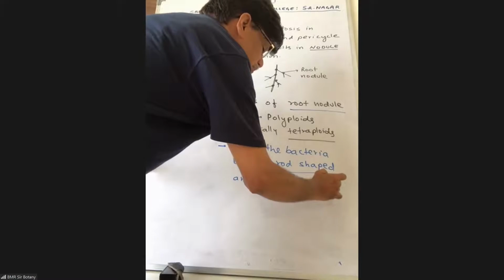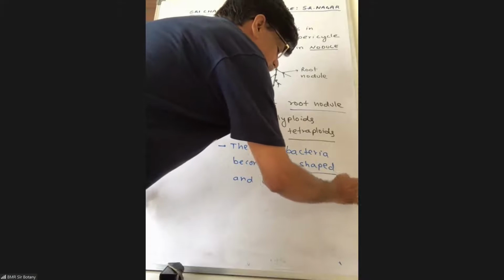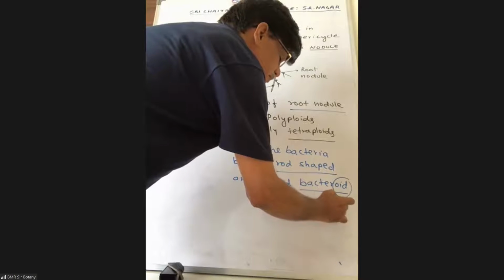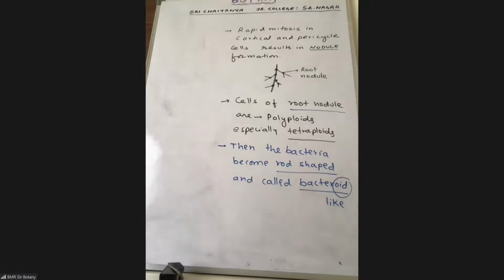a technical term. Do you know the meaning of oid, as I have been telling you? Rhizoid, root-like; phylloid, leaf-like; zooid, animal-like. Could you recollect? So bacteroid, what does it mean actually? Bacteria-like. They are not considered to be true bacteria. So they changed the shape, became rod-shaped and are called bacteroids.